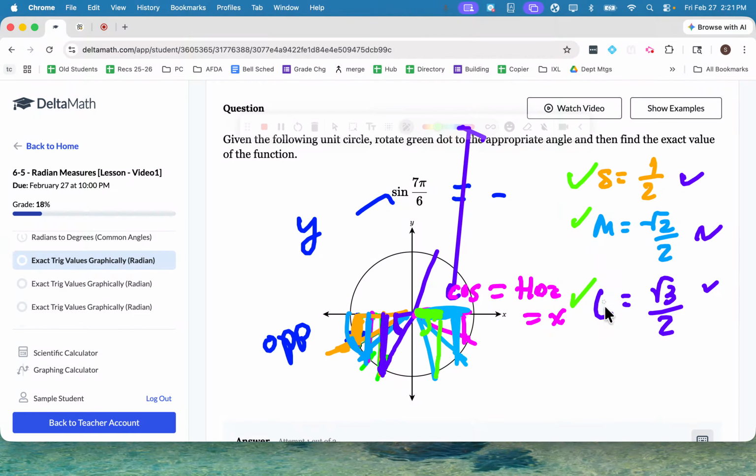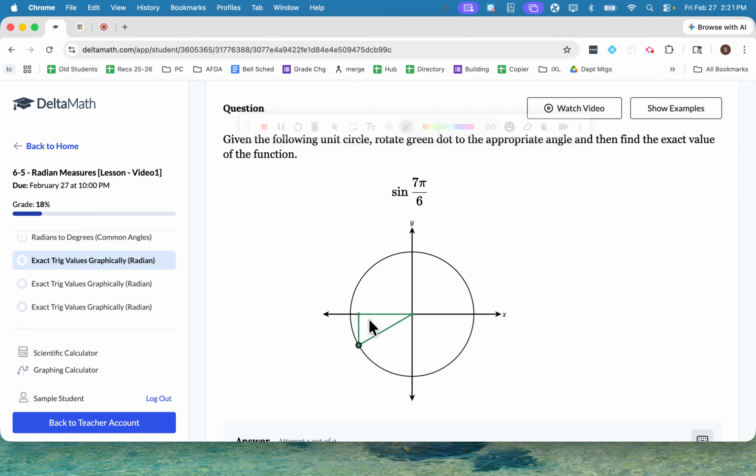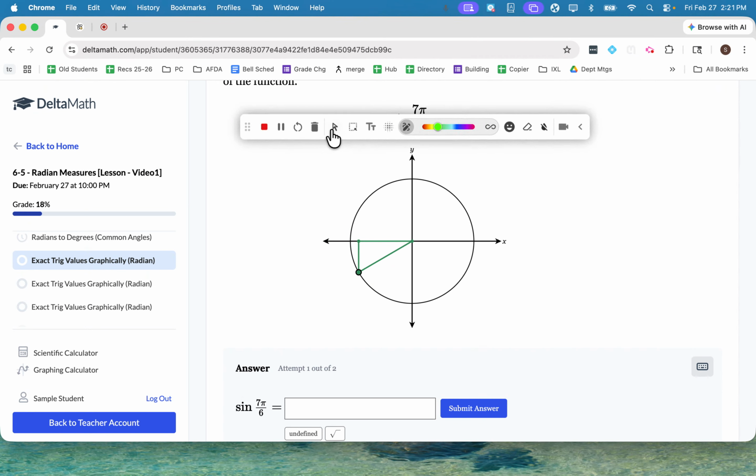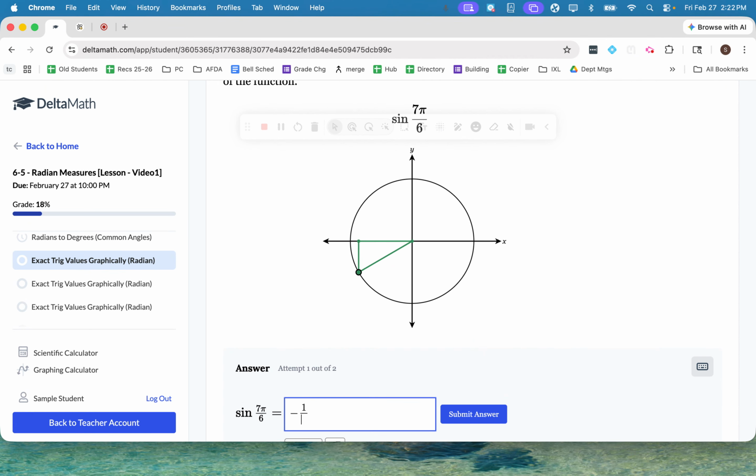So memorize small, medium, large, and that these are the values for small, medium, and large, and I'll talk through this. So right here, sine, small length, and it's negative. Got to do a two-stepper. Negative 1/2.